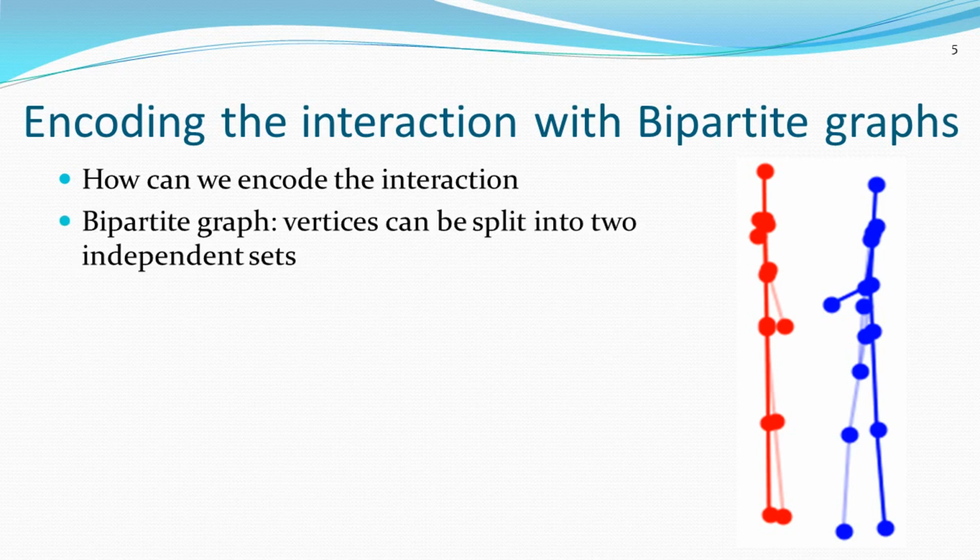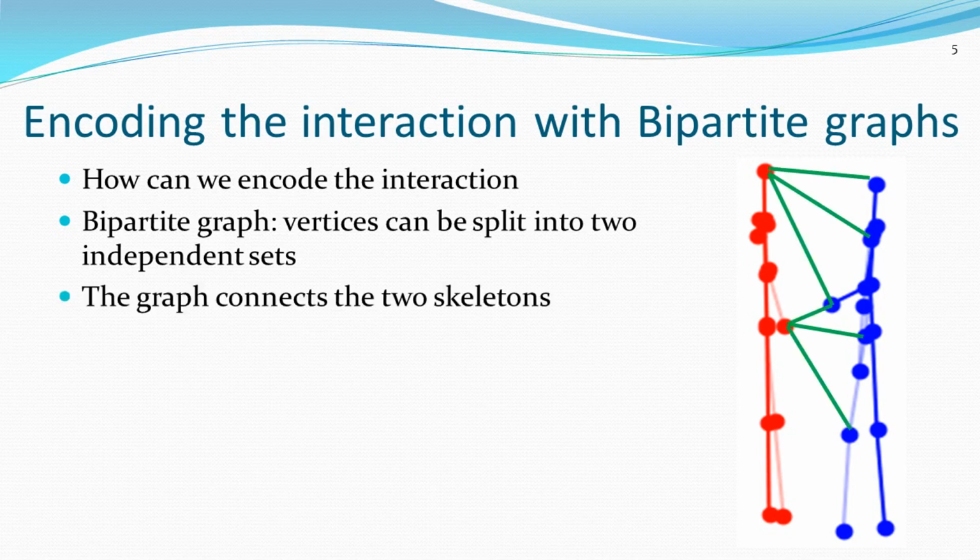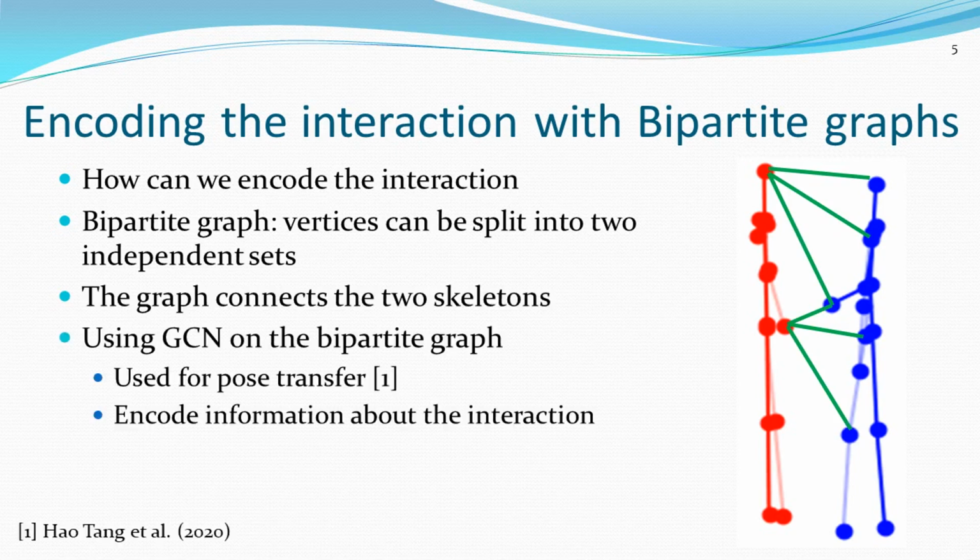For this, we decided to use bipartite graphs, which are graphs where vertices can be split into two independent sets. In our case, the two skeletons, red and blue. Then the bipartite graph will connect these two sets, so connect the two skeletons. This GCN has already been used to learn bipartite graphs, for example, in the use case of pose transfers, and we will use it to encode the information about the interaction.